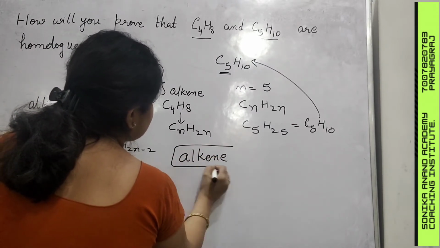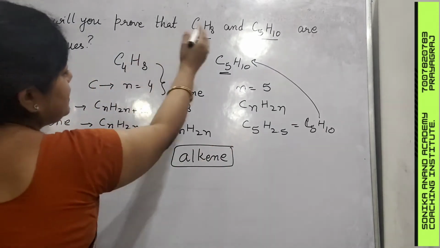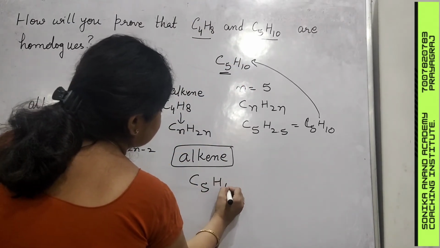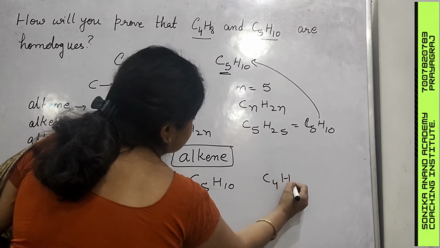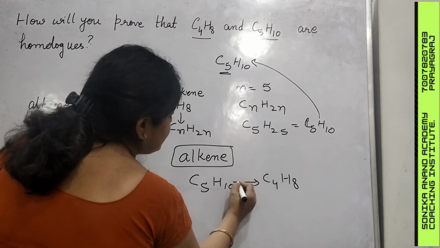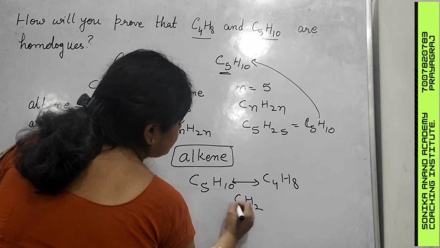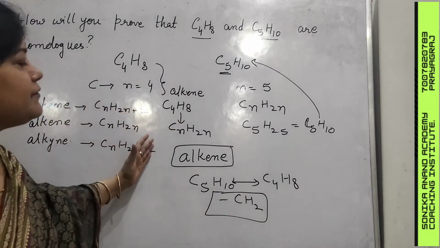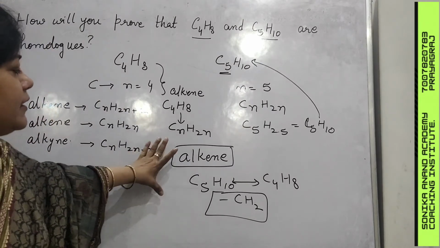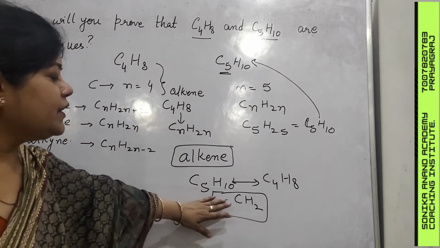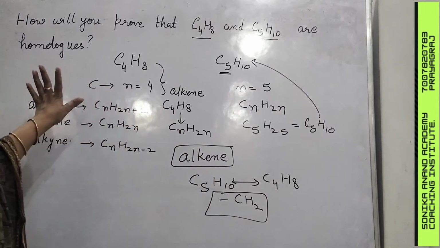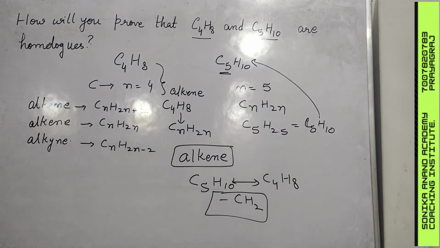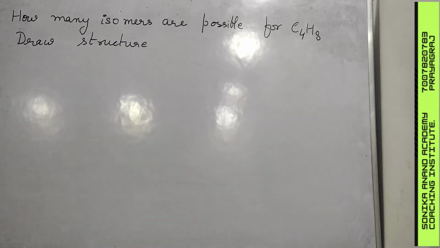Now we can easily see that between C5H10 and C4H8 there is a difference of a CH2 group. So both have the same functional group, and both have the difference of CH2. So they belong to the same homologous series. So we can easily say that they are homologous to each other.